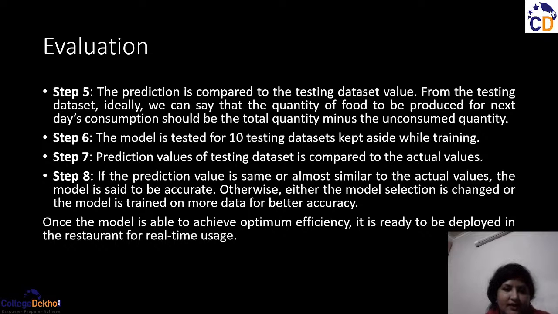So in the coming series, we will be having more case studies and how to solve them: what is linear regression, what are supervised techniques, what are unsupervised learning algorithms. We will be learning those types also. Okay, so thank you.